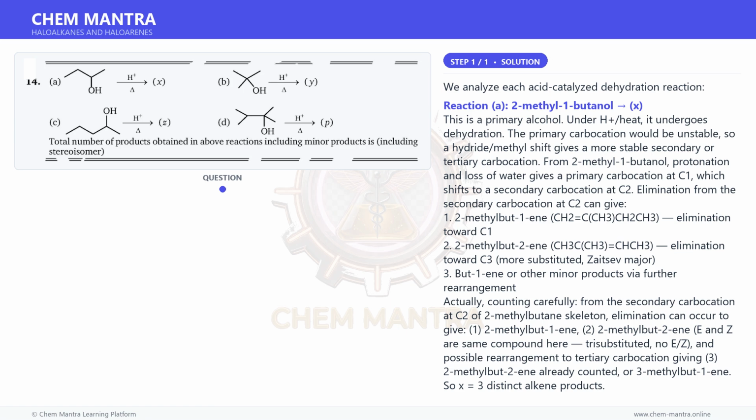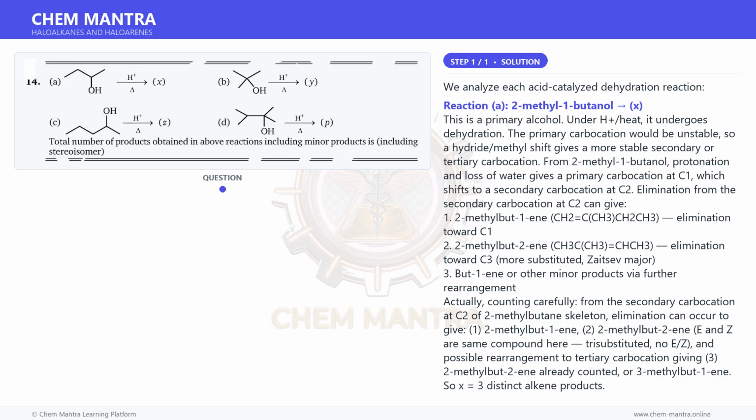No, 2-methyl-but-2-ene has no E/Z since one end has two methyls. So only one stereoisomer. Actually, from the carbocation, elimination toward CH2CH3 gives 2-methyl-but-2-ene, and elimination toward CH3 gives 2-methyl-but-1-ene. That's 2 products. But the answer says Y equals 1.